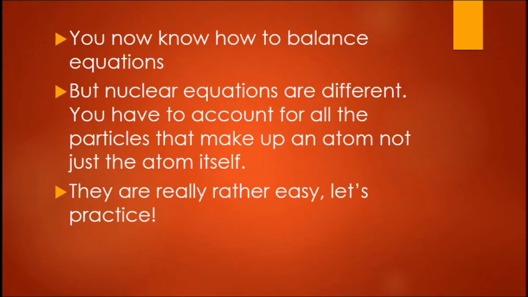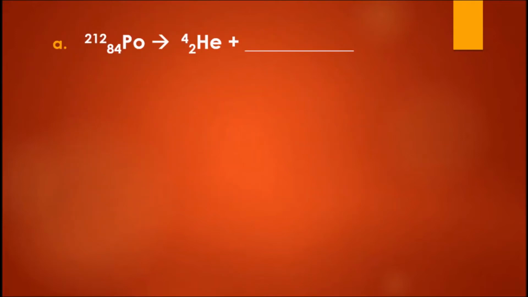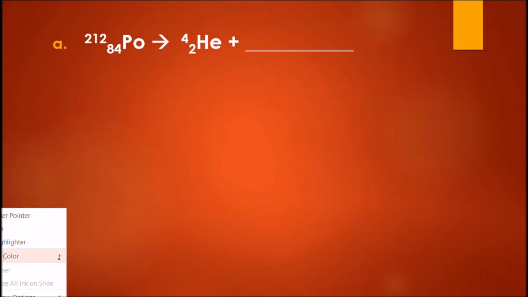We need to continue going. You now know how to balance equations, but the nuclear equations are different. You have to account for all the particles that make up the atoms, not just the atom itself, but they're really, really easy. Let's practice. What you have to do is make sure the top numbers and the bottom numbers add up. It's that easy.